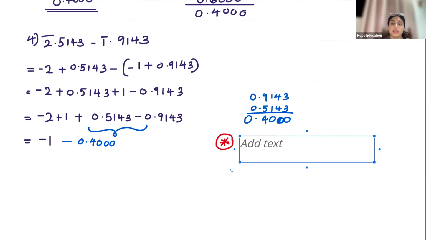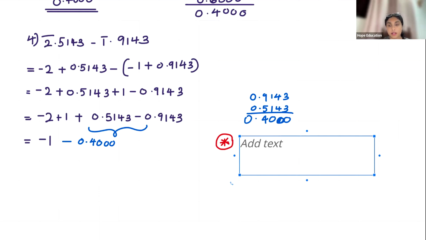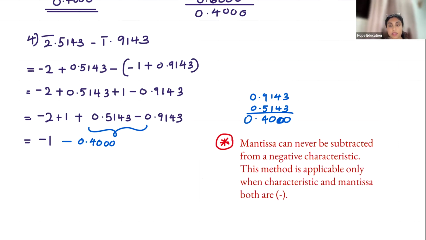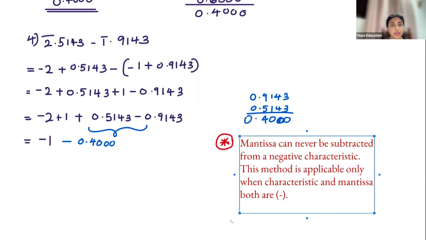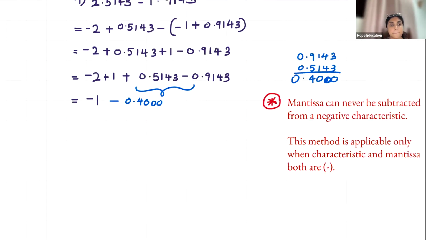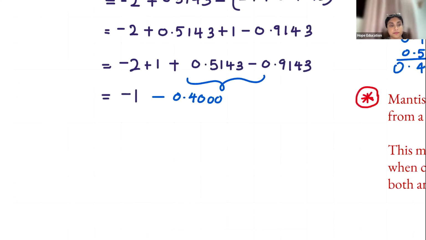Right? This method is applicable only when characteristic and mantissa both are minus. When both are minus, we do something like this. Look carefully. Yeah? This is what I do.